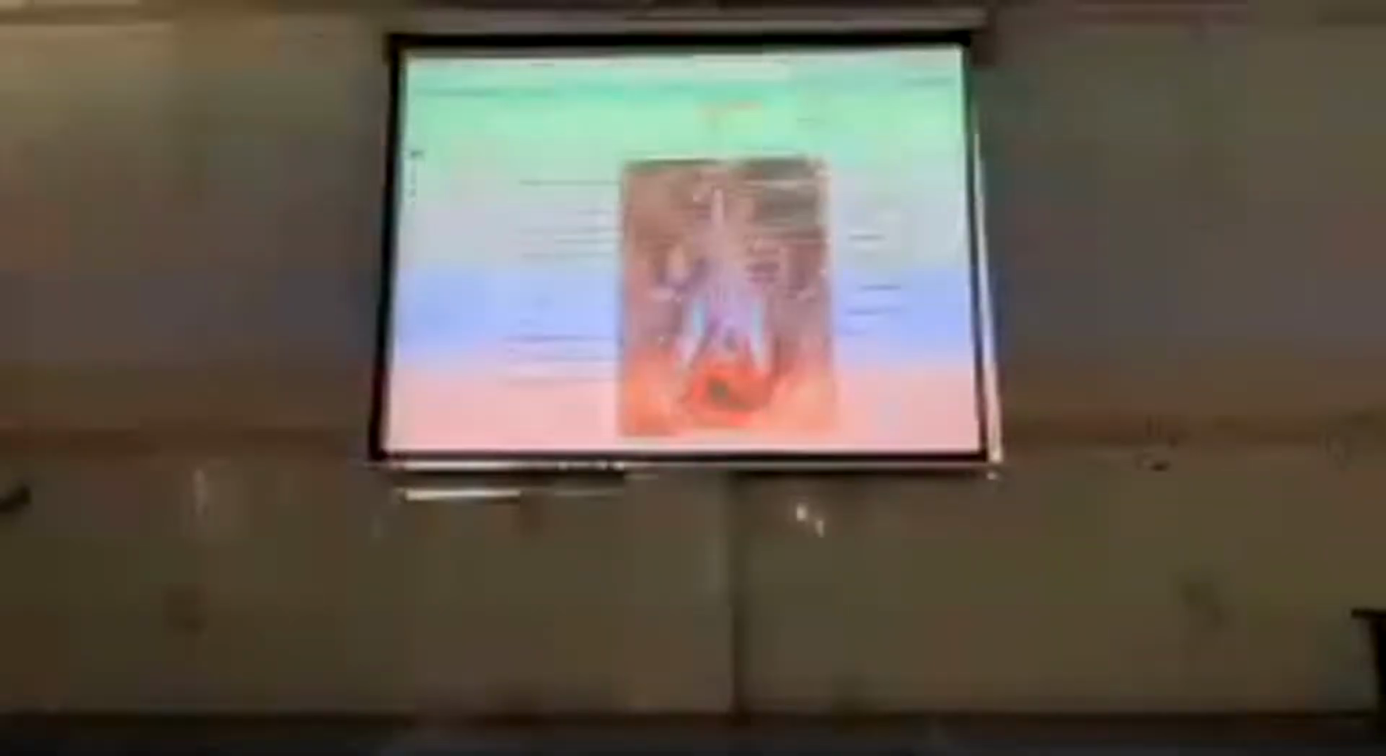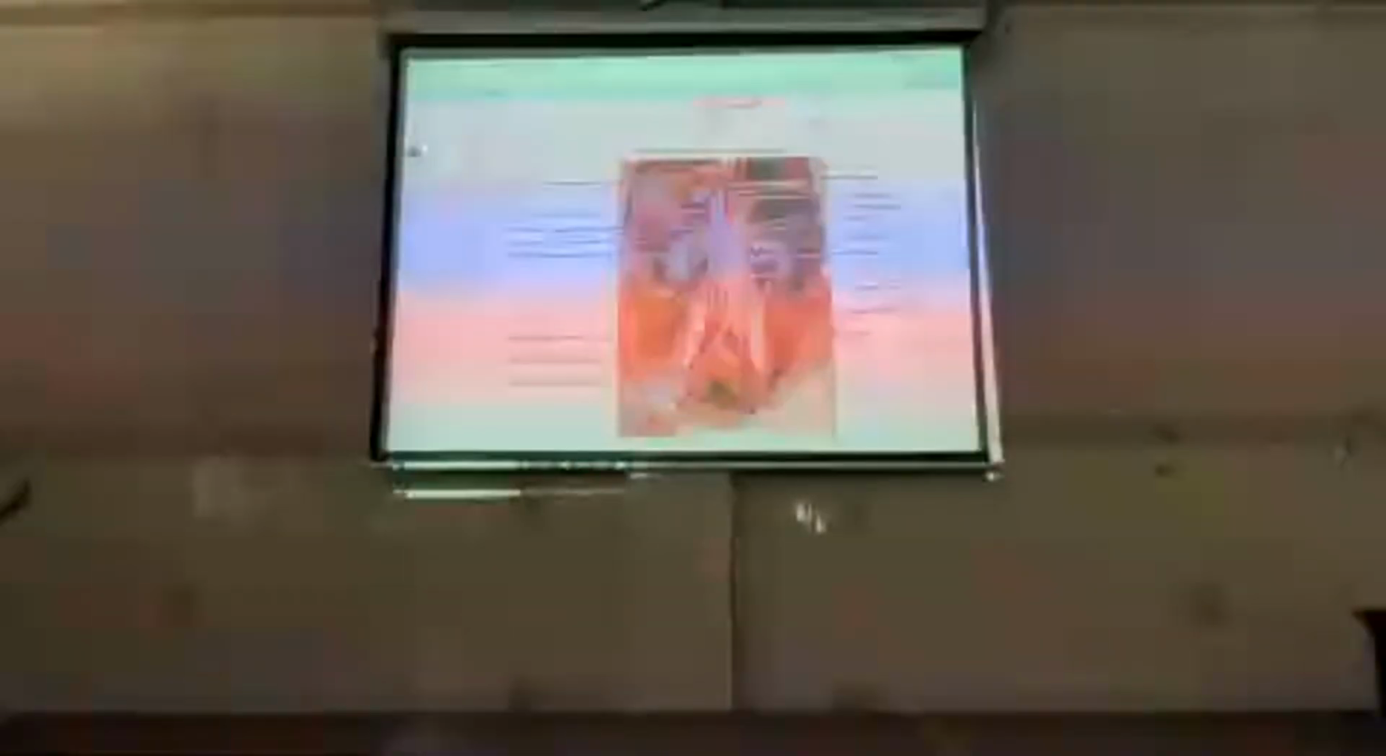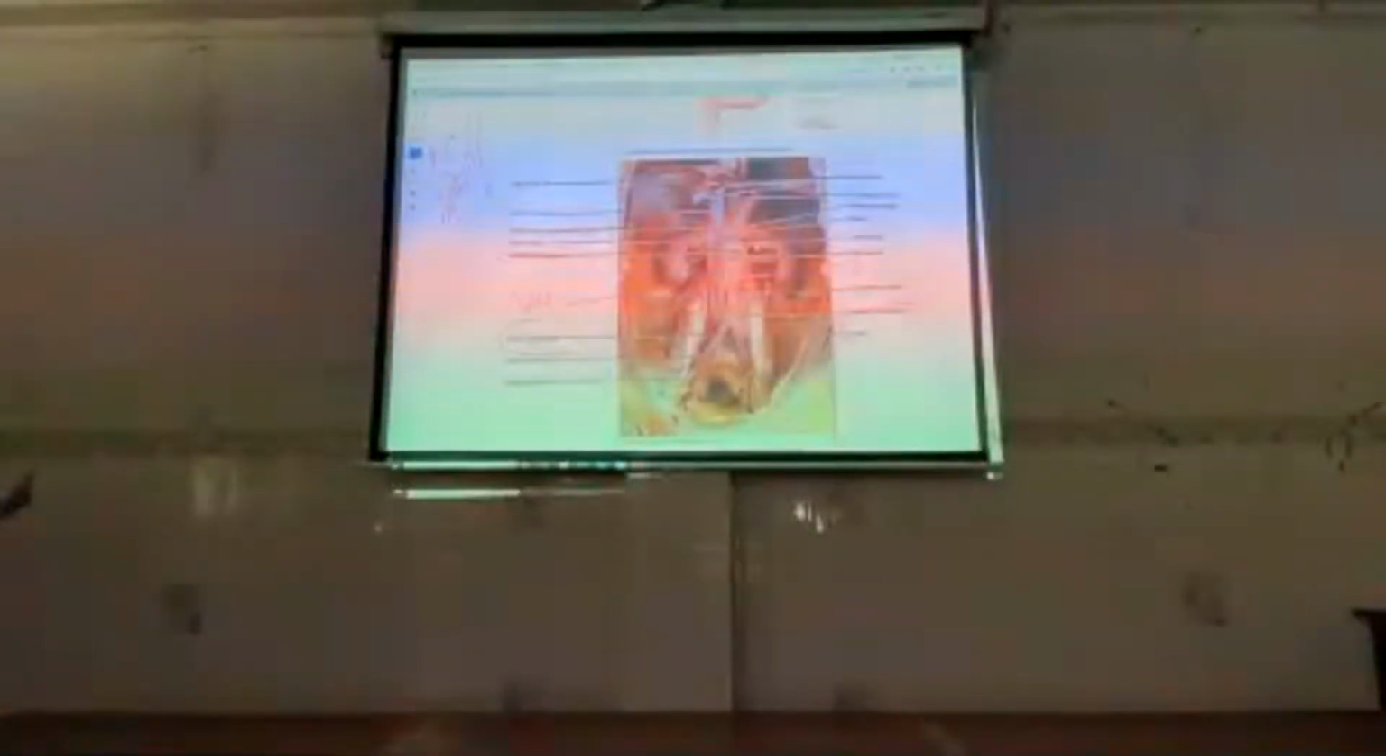So this one is internal, this one is external. On the right side, it comes before it is divided into internal and external. It is called the right common iliac artery.